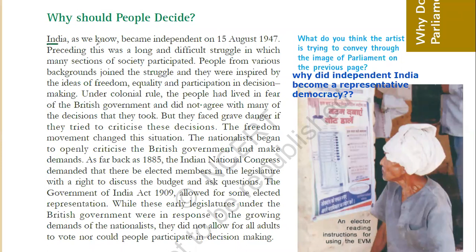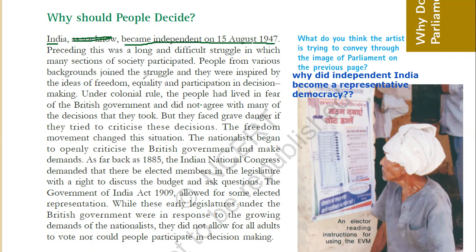India became independent on 15th August 1947. We will not write "as we know", you should cut that portion. India became independent on 15th August 1947.